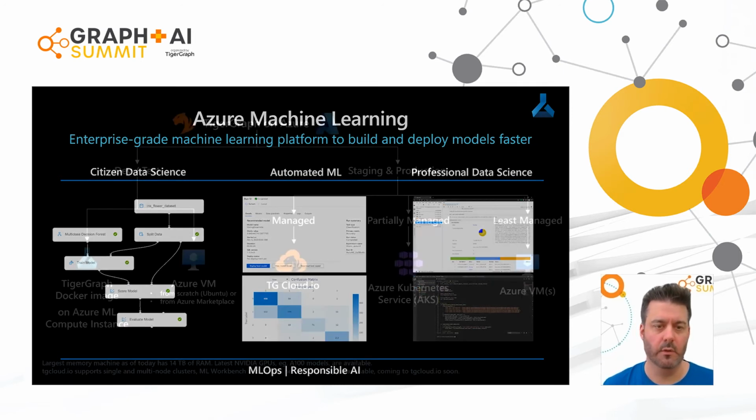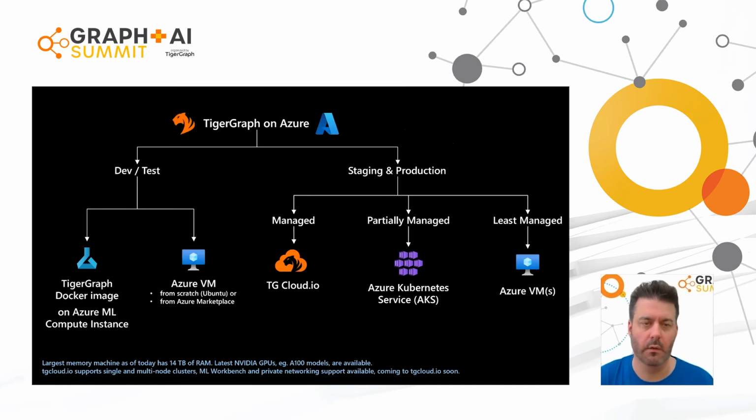All right, then let's go to the next one. This is now getting back to TigerGraph again. Let's assume you have decided for TigerGraph, and you have decided that you want to use it on Azure. Now the question is, what options are there actually? As you can see on the slide, there are two different things to distinguish. One is using it in dev test, and the other is using it in staging and production. Obviously there are quite some differences.